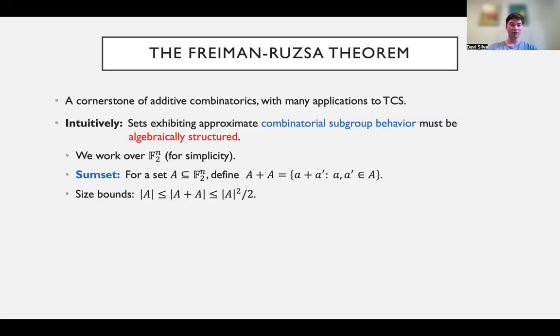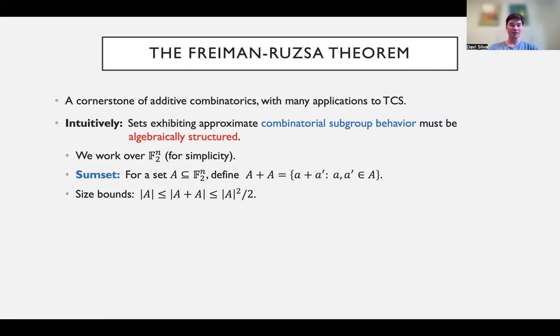And the first thing that one can ask about sumsets is about their size. It's very easy to see that the size of the sumset A plus A is at least the size of the original set A, and at most the size of A squared divided by 2. And both of these inequalities can be attained, at least up to lower order terms.